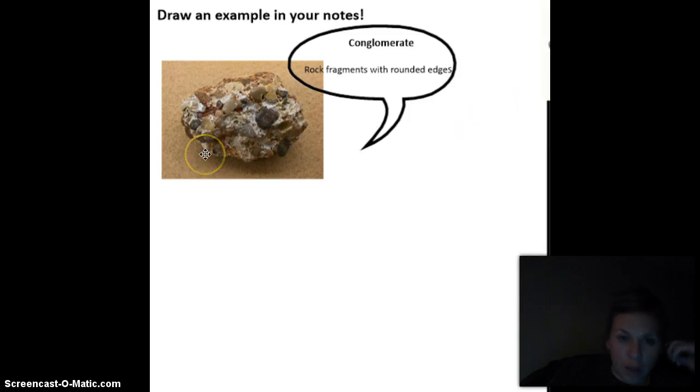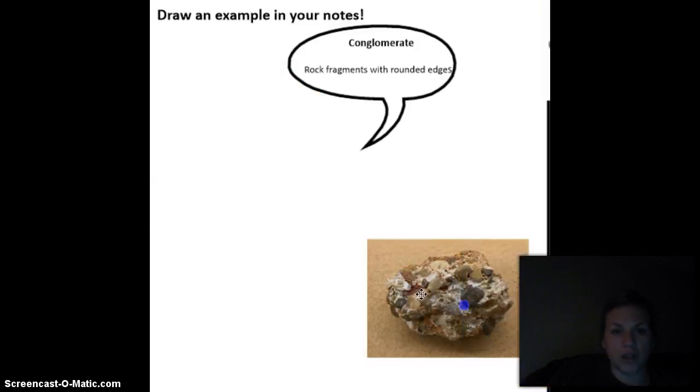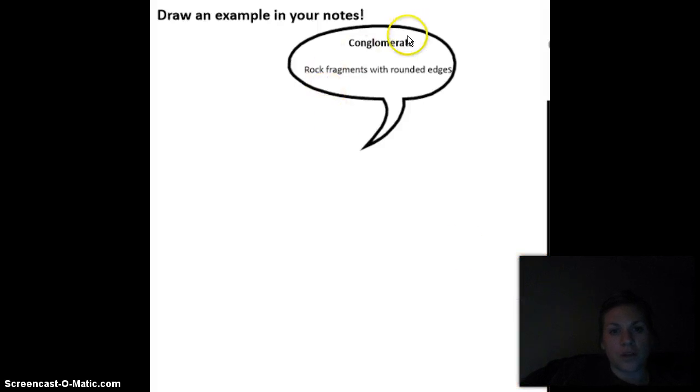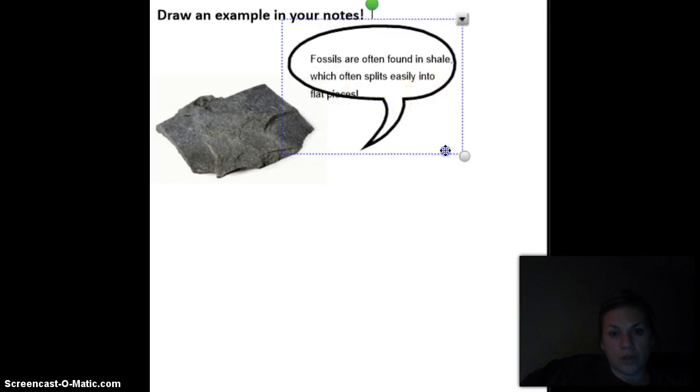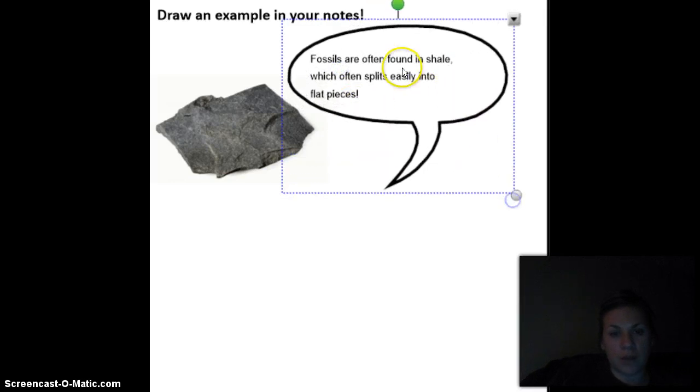Alright, so there's conglomerate, rock fragments with rounded edges. So you have the rounded edges giving you clues. So this would be a clue when you're identifying a sedimentary rock, such as conglomerate. Alright, so next up is shale. And shale looks about like this. And these fossils are often found, they're easy to split into flat pieces.